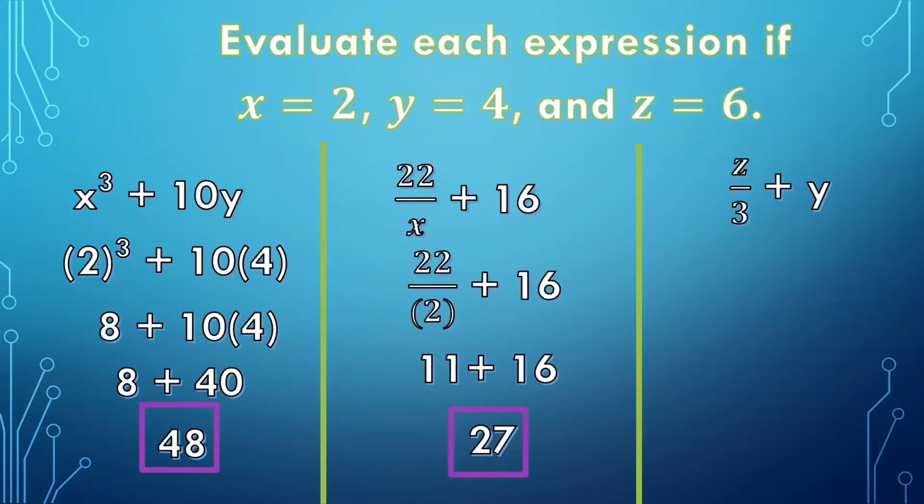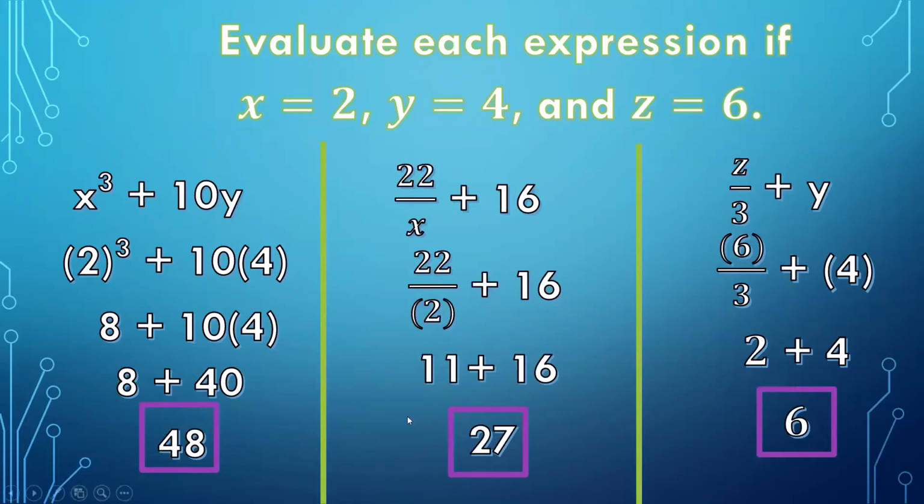So it's really important that we understand these fraction bars because we have another one here. When I replace my z with its value, I get 6 divided by 3, but I also had to replace my y with 4. So I do my division first to get 2 plus 4, which is 6. So hopefully you did well.